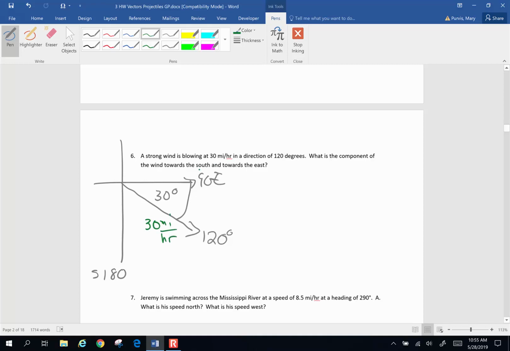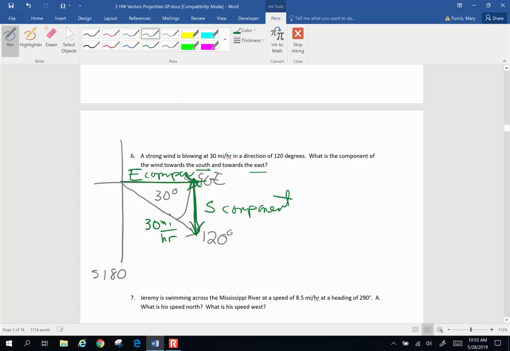I want to know how much of the wind is blowing towards the south and how much is blowing towards the east. So I'm going to take this vector and break it into components by making a triangle out of it. I can do this by dropping a perpendicular up towards east or left towards south. Just for room to write, I'm going to go up towards east. Actually, how about down towards south? There we go. This is going to be the southerly component, and this is going to be the easterly component.